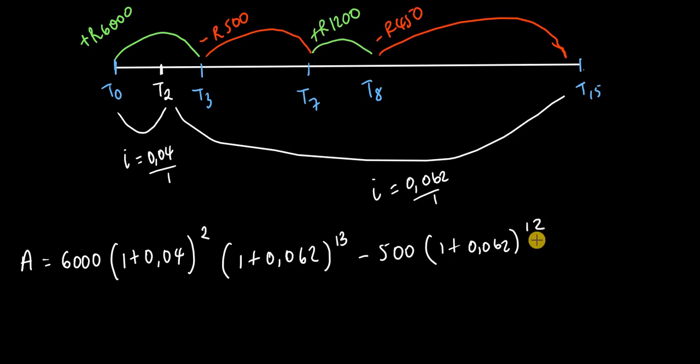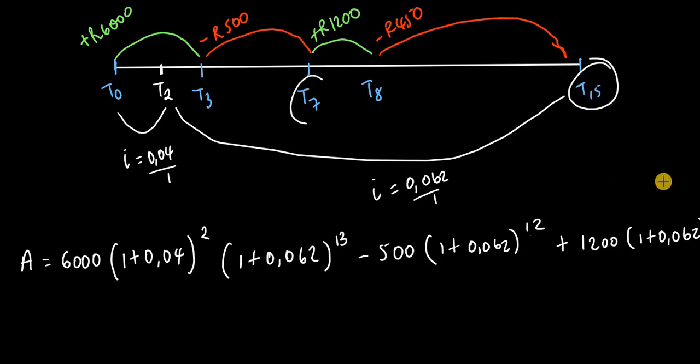We go to this one. We say plus the 1,200. Now the interest, when it was deposited, the interest was still this one. So it's gonna be 1 plus 0.062. For how long, guys? 15 minus 7 gives us 8.